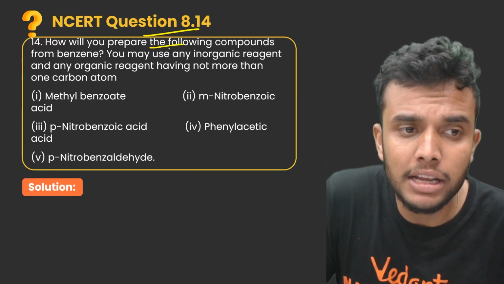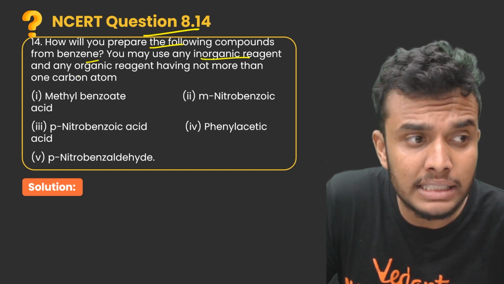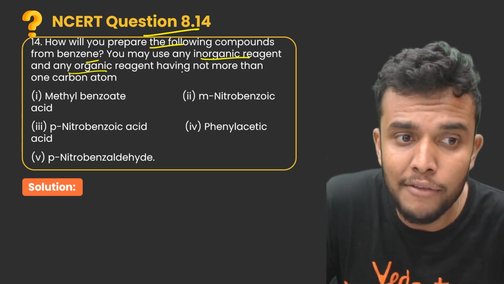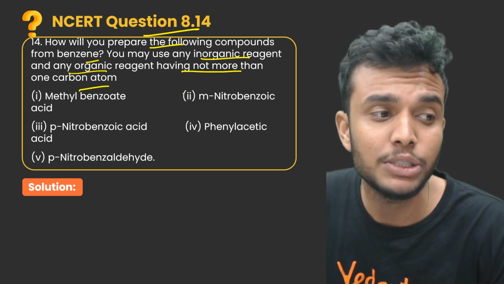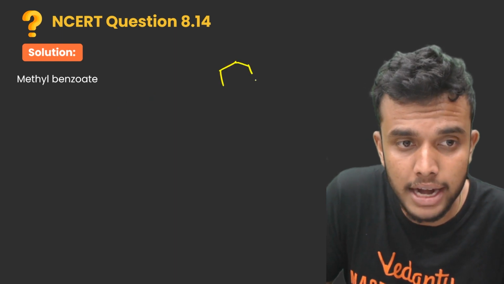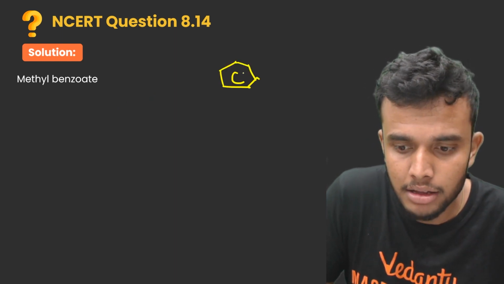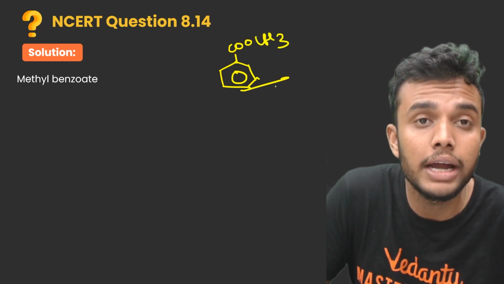How will you prepare the following compounds from benzene? You may use any inorganic reagent and any organic reagent having not more than one carbon atom. Understood the question? First one, methyl benzoate. What is the structure of methyl benzoate? We already know methyl benzoate: C6H5COOCH3. This is the structure of methyl benzoate.